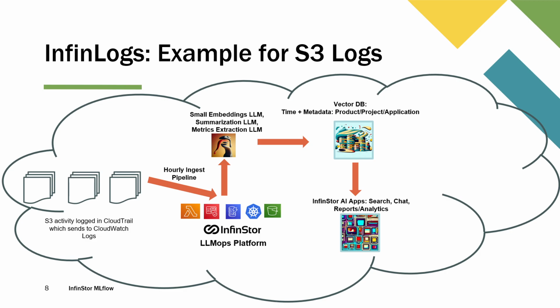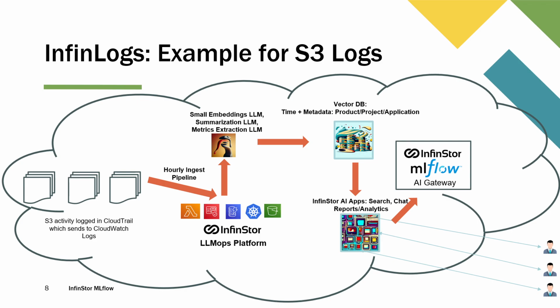When the user interacts with the system, it's using one of these three applications: search, chat, or report and event analytics. At the user's behest, we talk to the InfinStore MLflow AI gateway, which can then communicate with Amazon Bedrock or Amazon SageMaker deployments for the actual chat LLM, which happens to be a large LLM. It could be Llama 2 70 billion parameters or equivalent functionality.